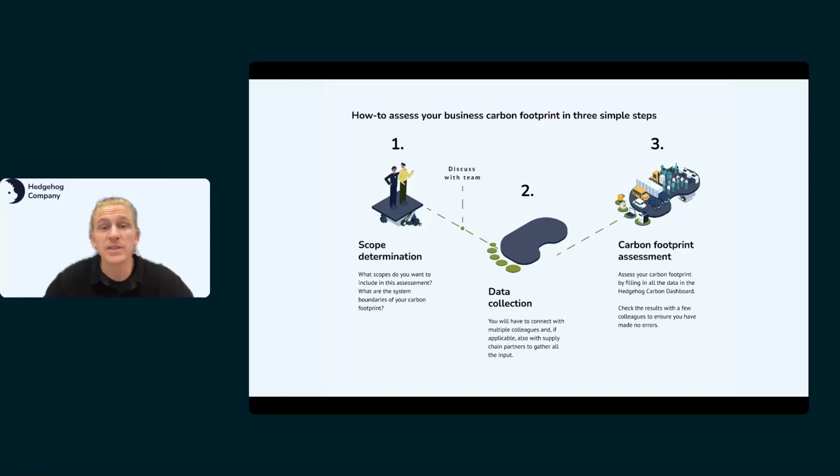If you finish that, then you can go to the second step, the step of data collection. In this step, you will have to reach out to multiple colleagues, but also to supply chain partners. And this step, in any project that we are contributing to or where we are guiding our clients, but also when people are using the carbon dashboard or doing their first business carbon footprint, data collection is by far the most complex process.